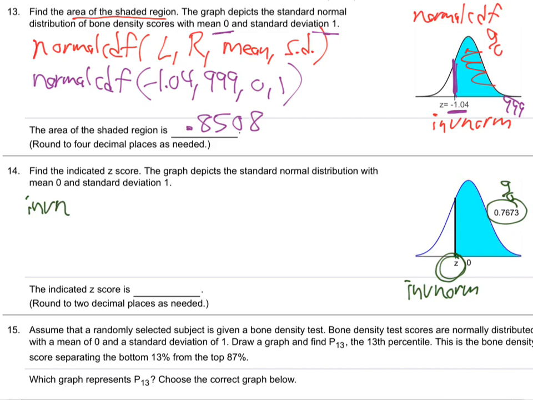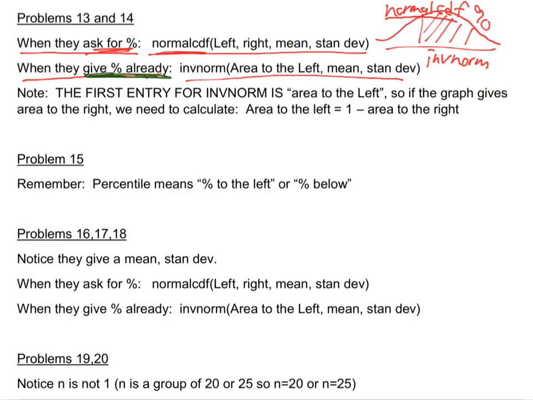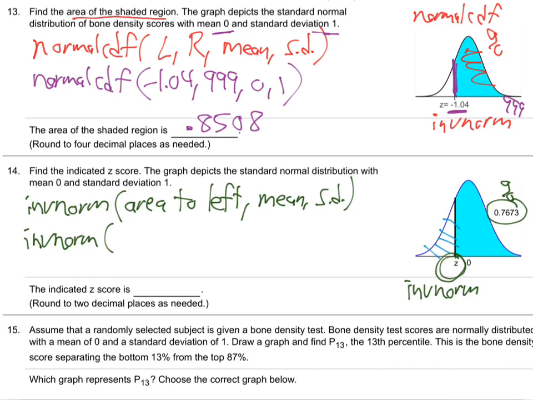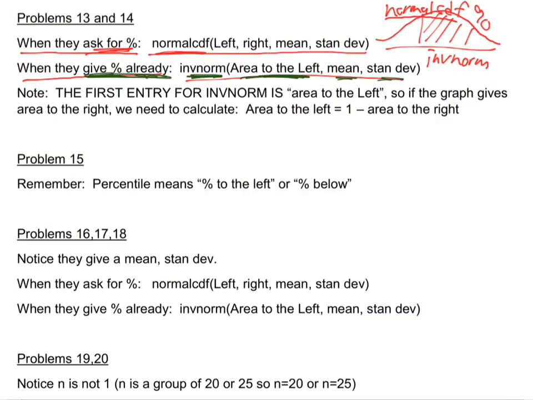When we do inverse norm, it's area to the left, comma, mean, standard deviation. What is the area to the left? That would be this area. So how do you find it? We can go back to the notes. The first entry for inverse norm is area to the left. So if the graph gives area to the right, which our graph does, we need to calculate area to the left as 1 minus area to the right.